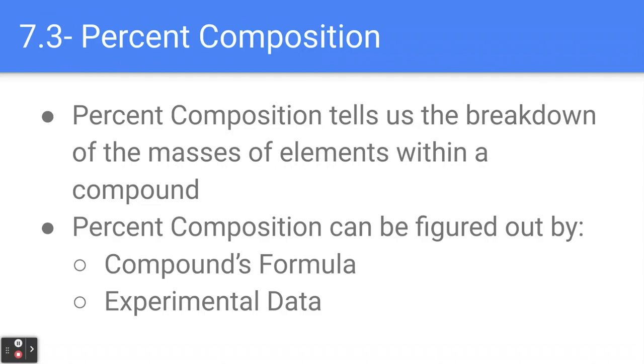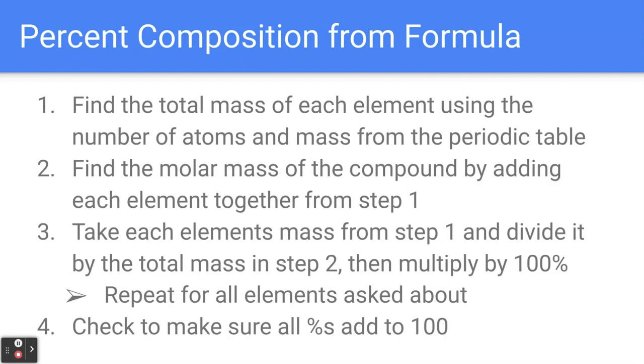And the last thing in this chapter is percent composition. This tells us the breakdown of the masses of all elements within a compound by percent. So there's two ways that we can do this. We can take a look at the formula, or we can take a look at some experimental data. So for the formula, there are 4 steps, 3 main steps, and the 4th one's a check. The first step would be to find the total mass of each element using the number of atoms and masses from the periodic table. Just like we did before, where we made that nice list of how many atoms, what are the masses of them, and multiply them together.